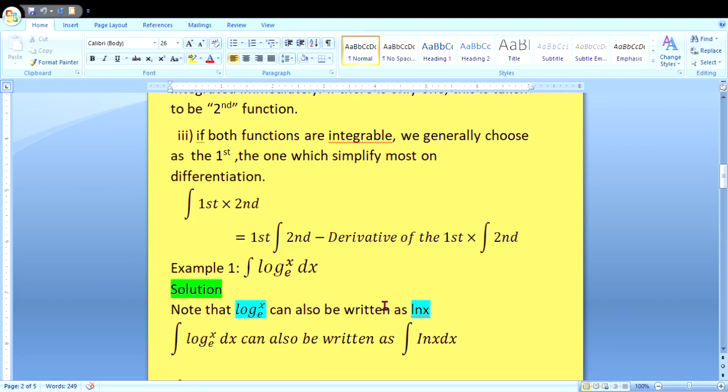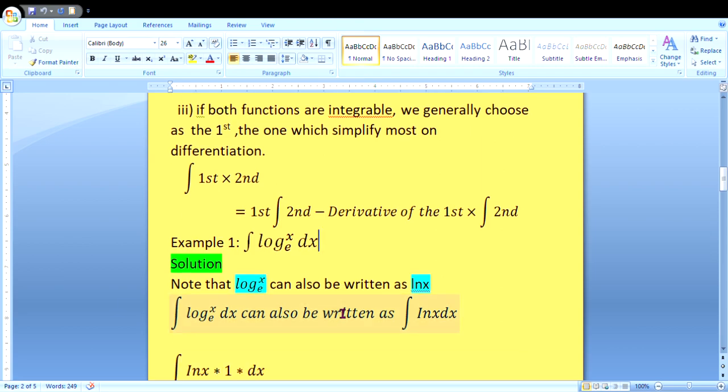Let's go into a practical example. Example 1: the integral of ln x dx, the natural logarithm of x, to base e, dx.